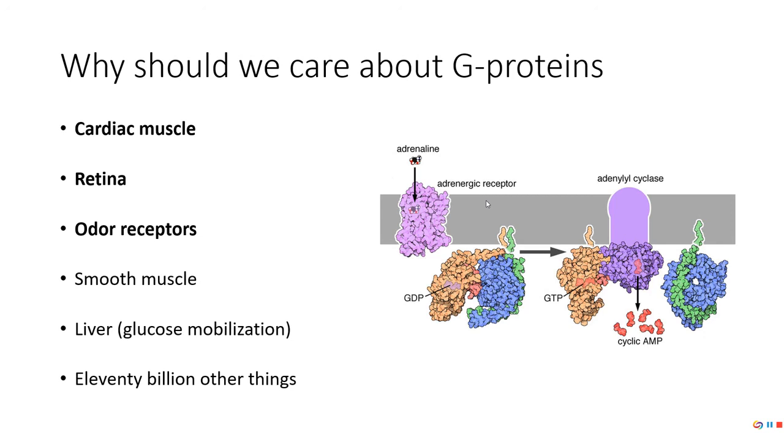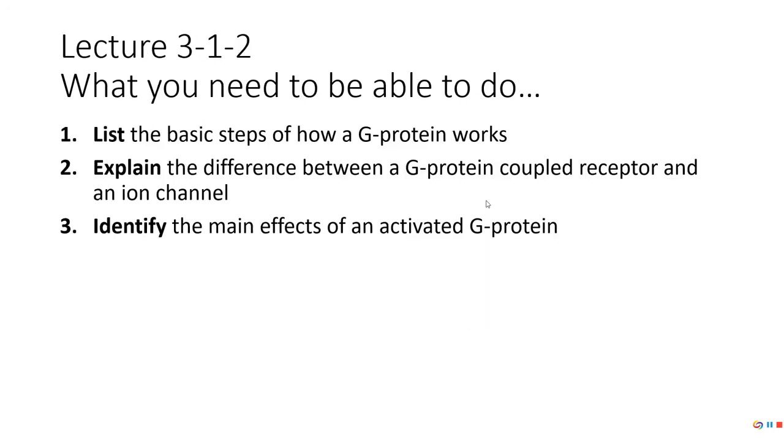So the hormone binds to the receptor, GDP leaves, GTP comes in, and GTP and alpha bind to a protein and activate that protein, whether it be an enzyme or an ion channel. So what do you need to know? What are the three basic steps? What's the difference between a G protein receptor and an ion channel? And what are the main effects of an activated G protein?